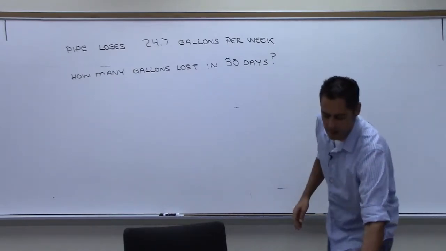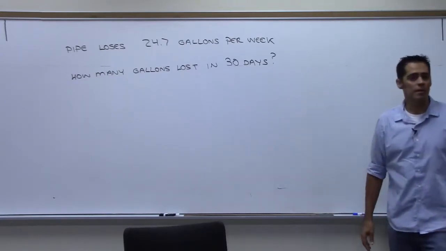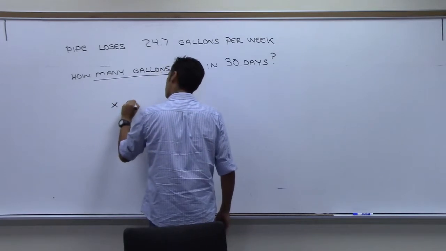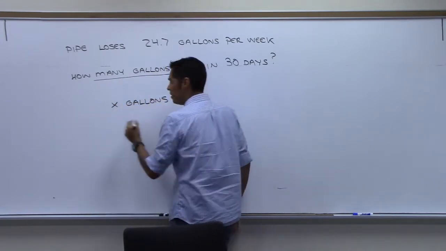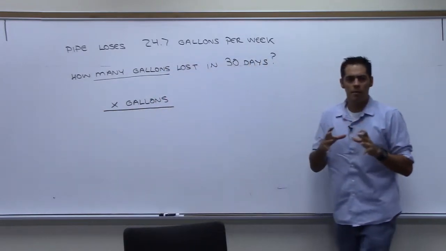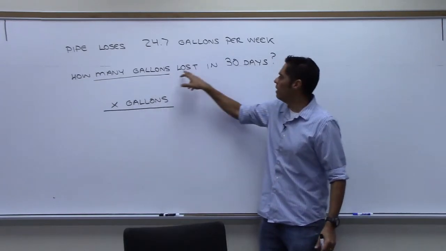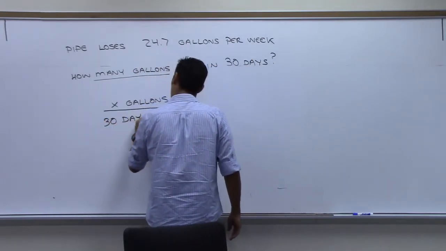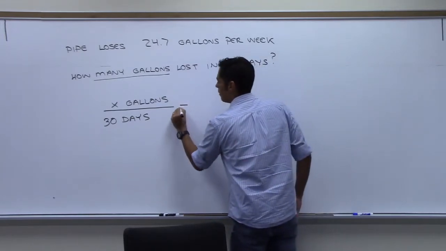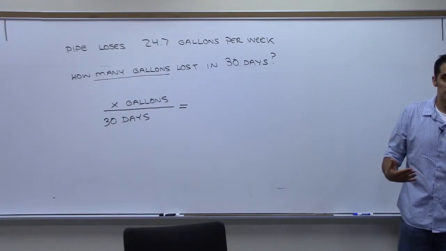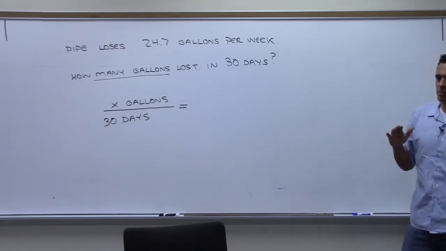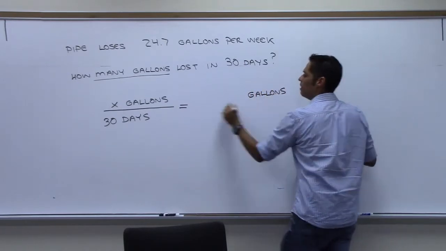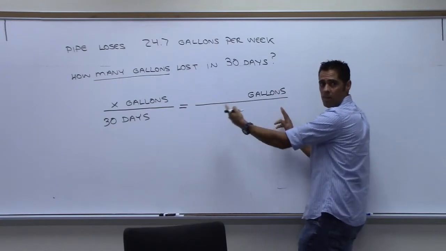All right, let's try and do this systematically. What is it that we're looking for? How many gallons, right? How many gallons? So I'm going to call that X. X gallons is what I'm interested in. And I'm going to set up this ratio over what am I looking at now? How many gallons lost in 30 days. So I'm going to put down below it 30 days. Now I need to set this up as being proportional to the information I'm given. Do you see the danger here? Do you see what's about to happen? You have gallons, right? So I want to put gallons here, and I want to put over here what? Days, so that they match up on both sides.